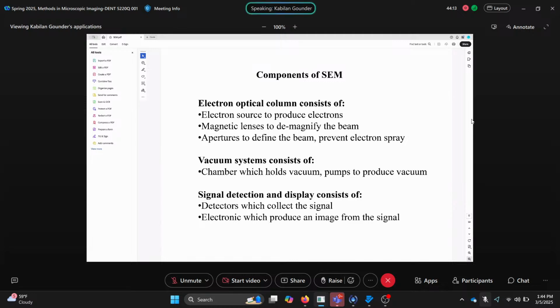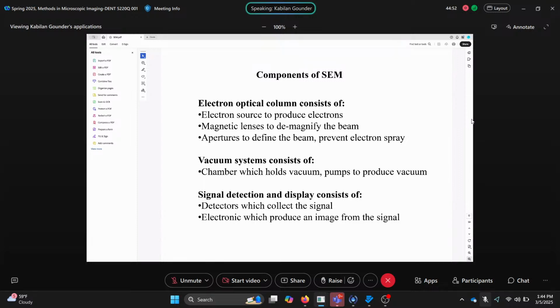So the components of a scanning electron microscope: it is not like a light microscope or fluorescence microscope. This is a little complex and expensive. One part is the column. I will show you next with the picture.